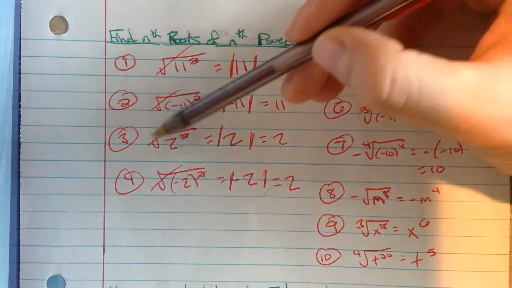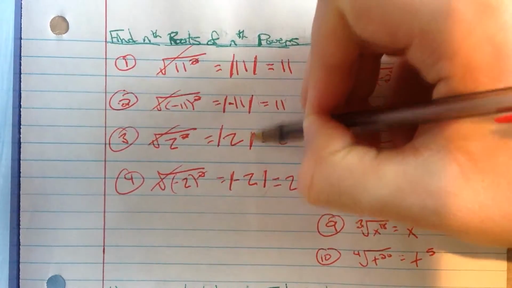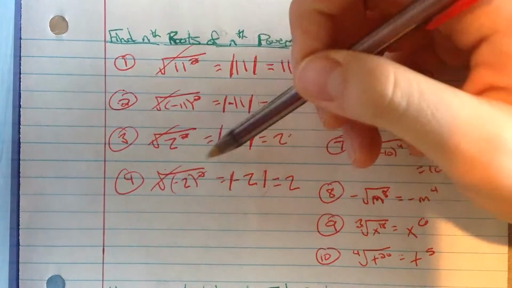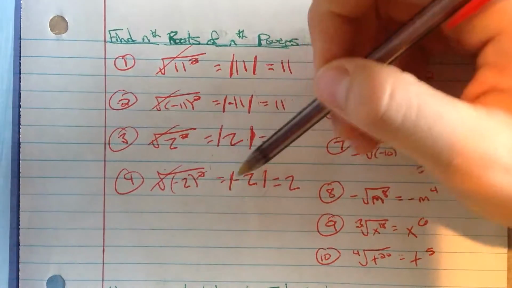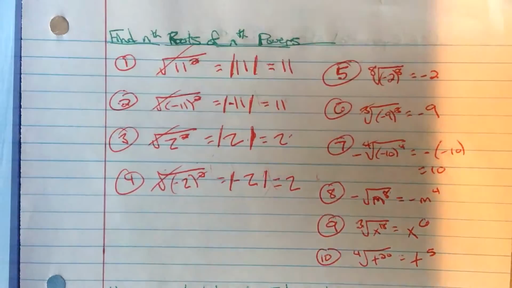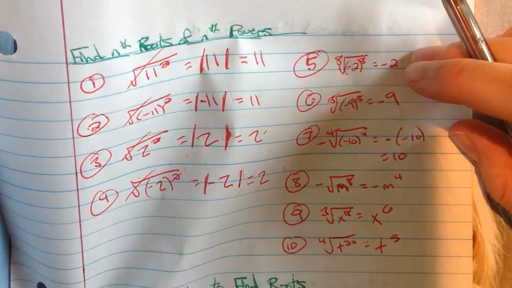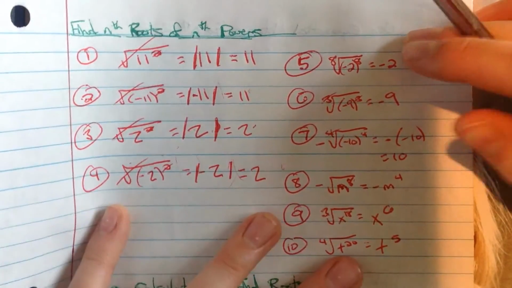So if I have z squared, even powers, absolute value of z is z. Even powers, they cancel each other out. Absolute value of negative z is z. So now let's apply it to these. So some of these need the absolute values and some don't. So let's figure out which.